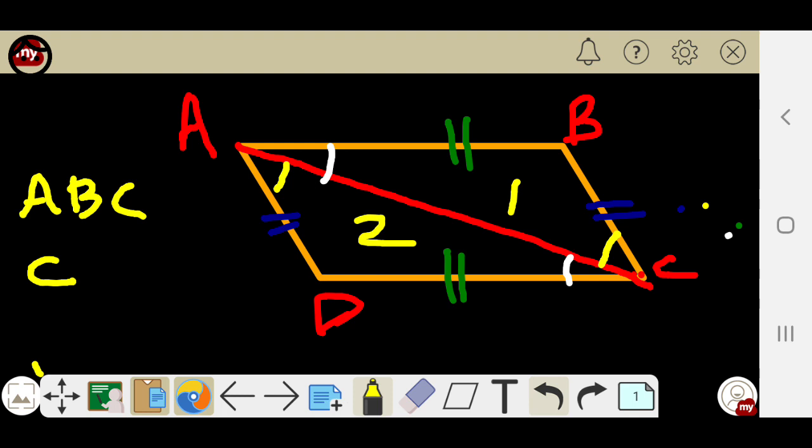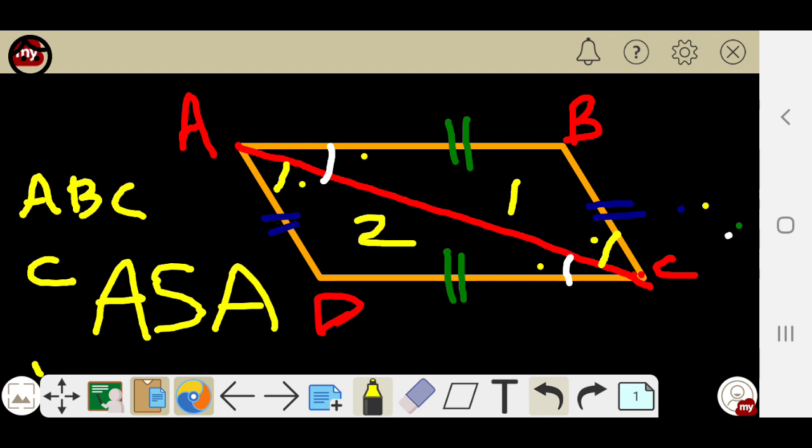Then AC is the common side. AC is common for both triangles ABC and ADC. That is, these two angles are equal, and this side is common. Two angles and one side being common means there is a congruence rule, ASA. Two angles and one side. Since you didn't study the 7th chapter, it is somewhat difficult, dear children. Anyway, listen here.